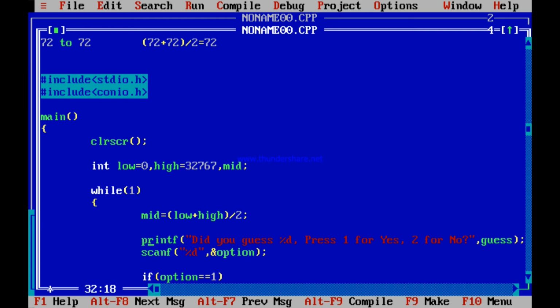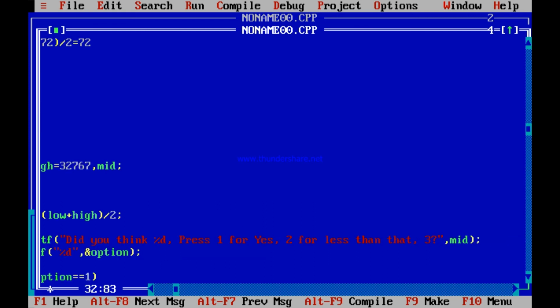So will I say printf, did you guess %d? Where is my guess right now? It is mid, or guess is a wrong word to use over here. Did you think %d? That is 0 plus 32767 by 2 in my first guess. Press 1 for yes, 2 for no, will not do. The user will have to say 1 for yes, 2 for less than that, and 3 for more than that.